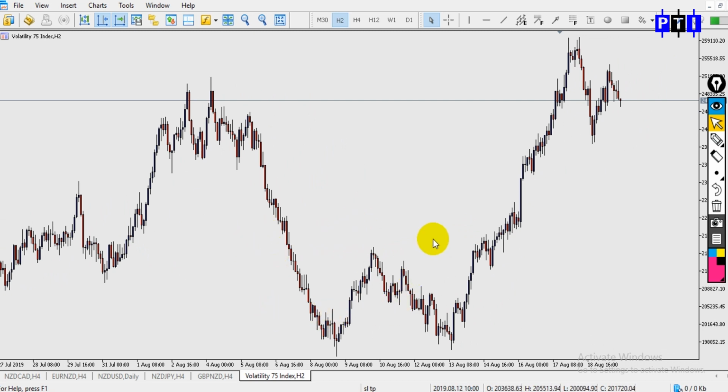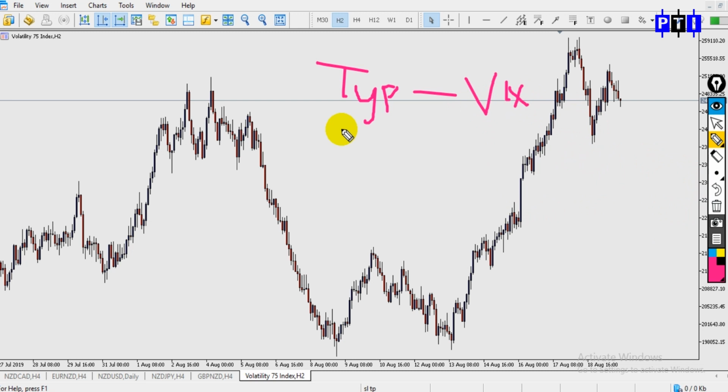So before we get into it, what you need to know to select a good indicator is the type of market that you are trading. Here, we are dealing with the volatility index. Another thing you need to know to select an indicator is the behavior of that particular instrument.